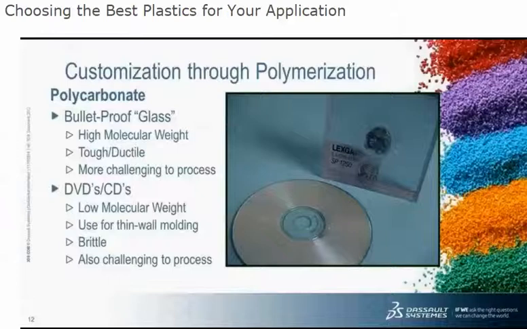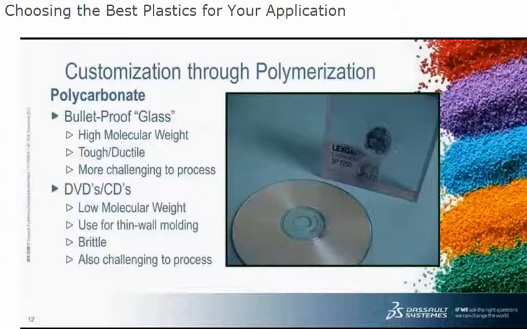If they achieve a very high molecular weight, you can use that polycarbonate to make bulletproof glass. I have glass in quotes there because bulletproof glass is typically plastic. It's actually not glass at all, and it's typically very high molecular weight polycarbonate. It's very tough and ductile, but it can be very challenging to process because of the high molecular weight. That just means you might need high temperatures and high pressures to process that material.